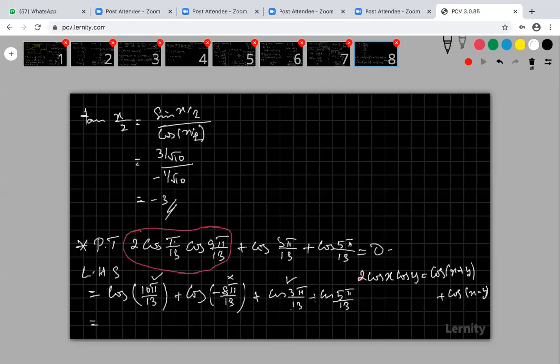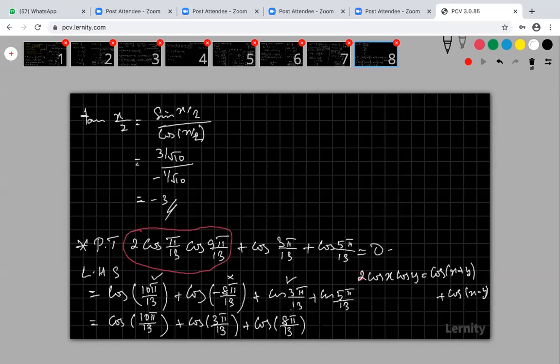Cos of 10 pi by 13, this is cos of 3 pi by 13, plus, look at that, the minus vanishes. Cos of minus x is cos x only. Cos of 8 pi by 13 only. Cos of 5 pi by 13.